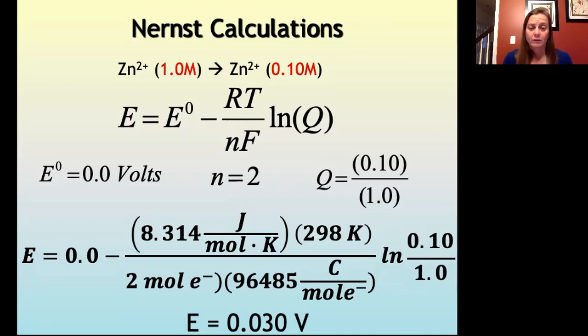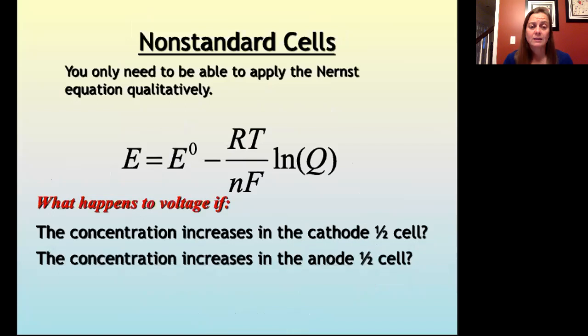That's a lot of work. You don't actually need to be able to apply the Nernst equation quantitatively. You need to be able to apply the Nernst equation qualitatively. So what happens to voltage if we have a cell and it's at standard conditions and the concentration in the cathode half cell increases? That's the way I wrote the question.